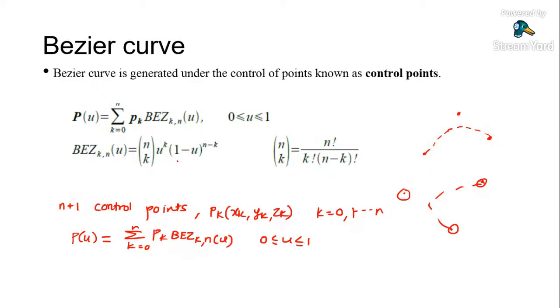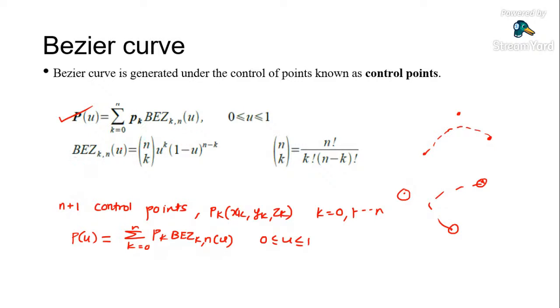Now for Bezier curve, for n plus 1 control points with the coordinates p of k is equal to x of k, y of k, z of k, where k is starting from 0 to n, those coordinate points can be blended to produce the position vector p of u, that is equal to summation k start from 0 to n p of k Bezier of k n of u, that defines the Bezier curve. Here p of u is equal to summation from k equal to 0 to n p of k Bezier of k n of u, where 0 less than or equal to u less than or equal to 1.